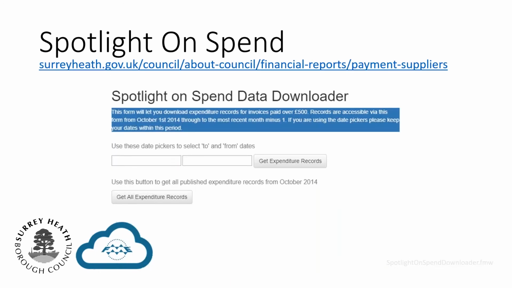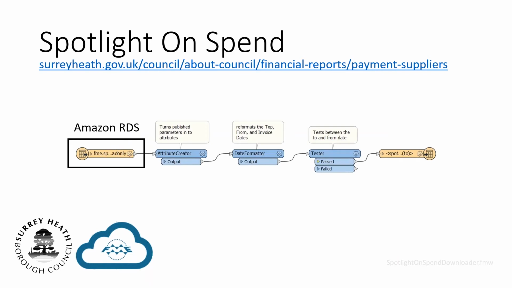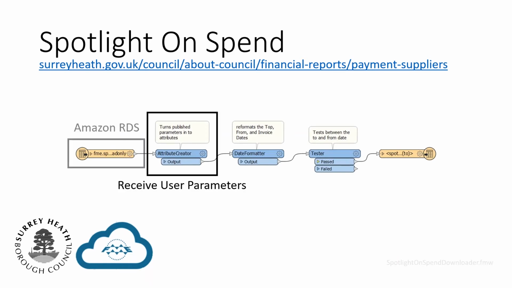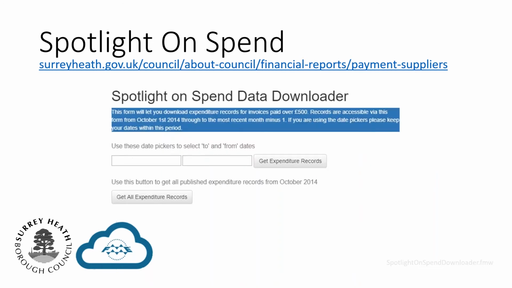This workspace is embedded as a widget at the URL on screen. It's very simple. It's not a particularly complicated workspace in that it gets the data from Amazon RDS, gets the parameters that users will have put in. So the users can put in there the dates they're interested in.